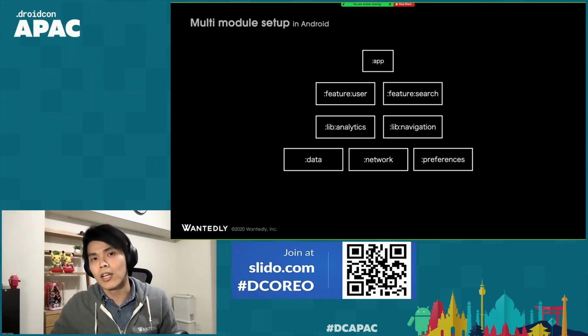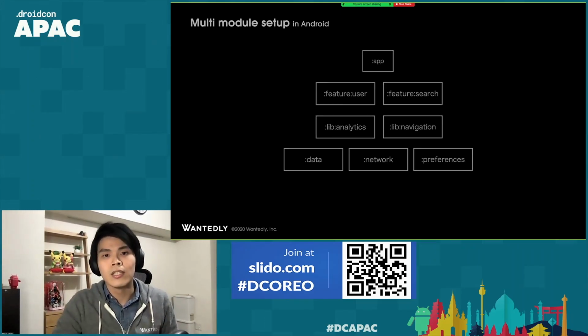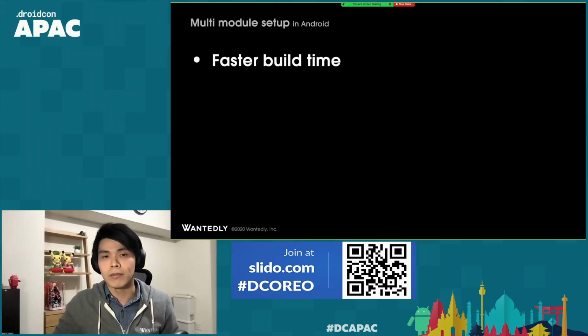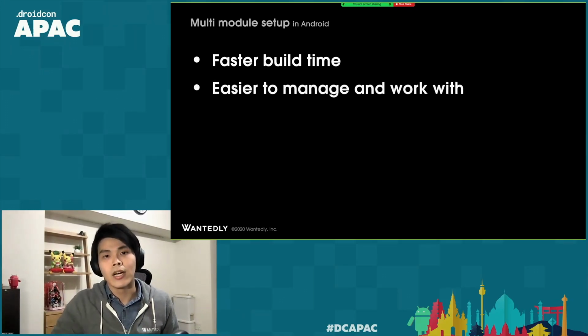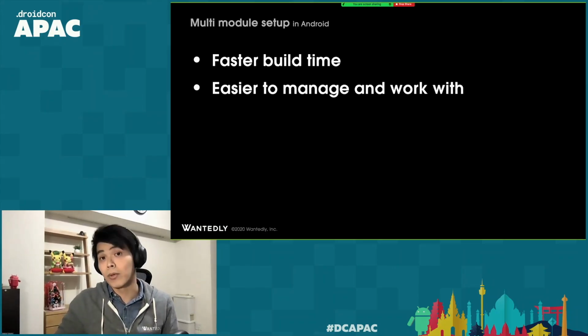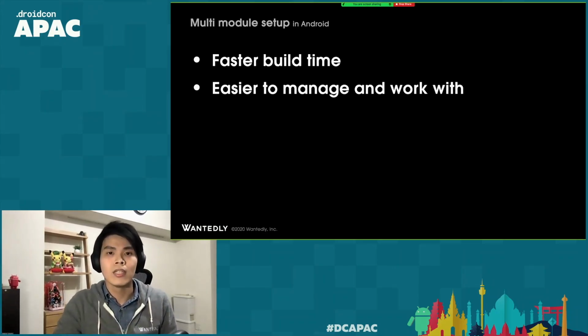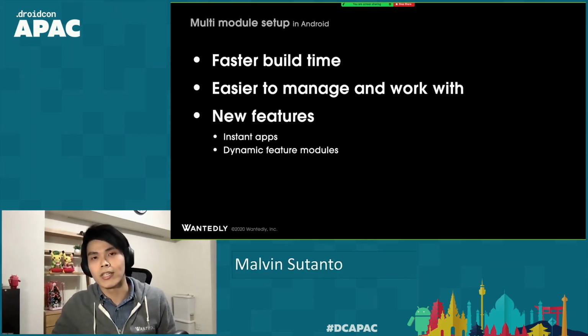And recently, a lot more teams have been adopting this model of a multi-module setup for their Android projects. You can have a lot of benefits with this model. For example, you can have a faster build time, especially paired with Gradle cache and parallel builds. And also with smaller modules, it's easier for you to manage and work with your code base. You can also make use of new features from Google Play, like instant apps or dynamic feature modules.